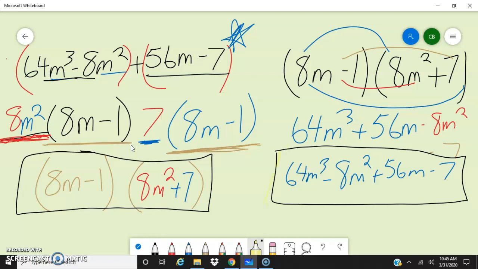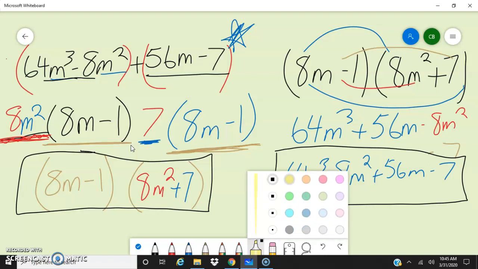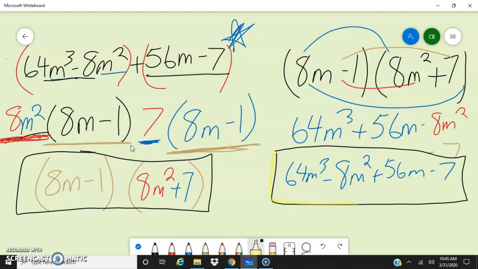And now if you'll notice, after I've FOILed that out, it should match this right here. So my answer that I've FOILed out here should match what I started with up here, which indeed it does. 64m cubed minus 8m squared plus 56m minus 7.